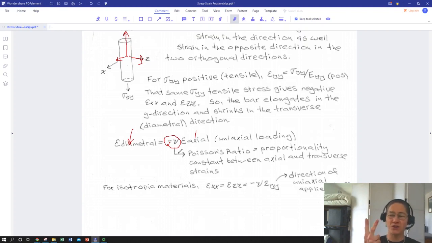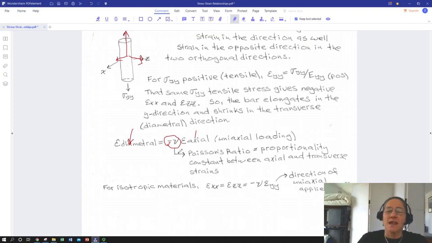And we've defined 2 elastic constants. One, the tensile modulus, Young's modulus, which gives us the proportional constant between stress and strain for normal or axial stresses and strains. And we've defined Poisson's ratio, which relates strain in the axial direction to strain perpendicular to that axial direction, or diametrical, radial direction.